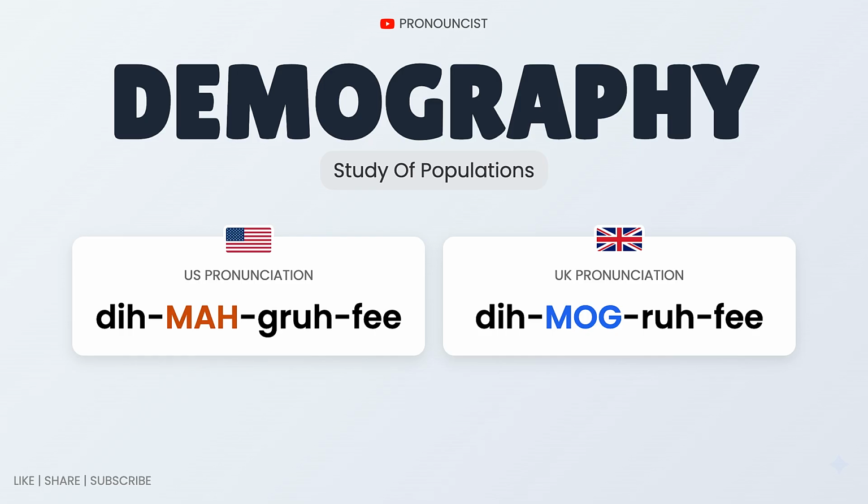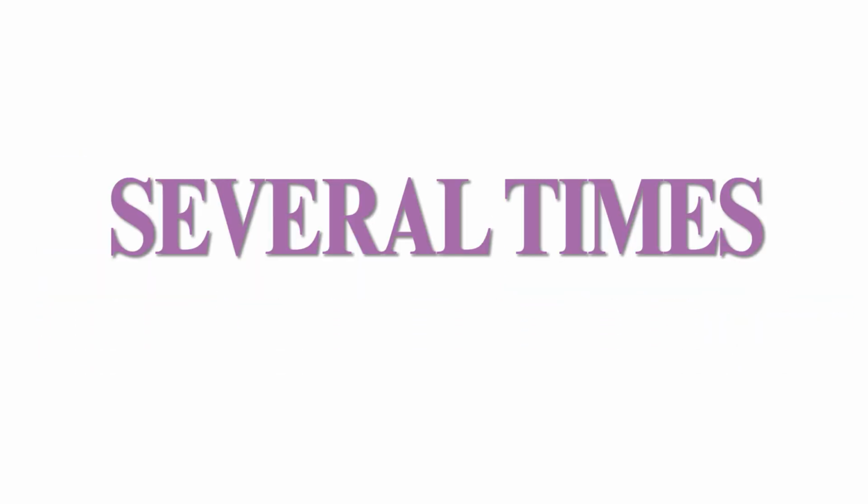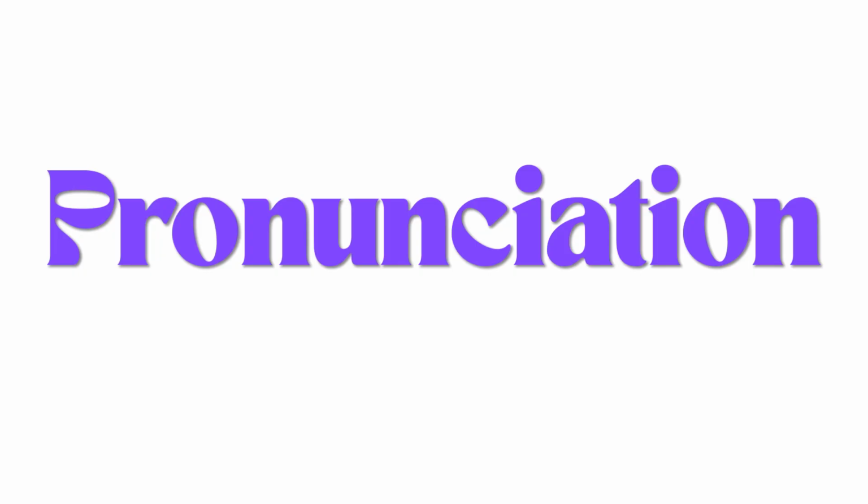DEMOGRAPHY. Practice repeatedly and you'll soon be able to say this word perfectly. The best way to practice is to repeat the syllable multiple times. The meaning of the word is study of populations. Try repeating this word several times to improve your pronunciation.